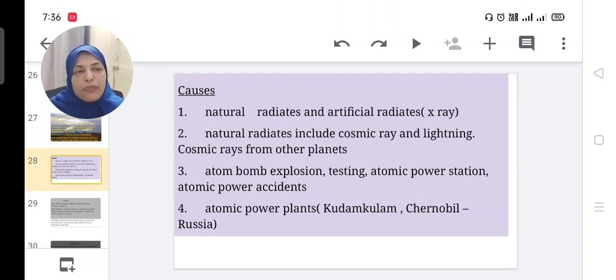Then there are atomic power plants at Kudankulam near Chennai. Kudankulam is a place in Tamil Nadu. There is a nuclear power station, so it creates so much pollution in that area. Many people conducted strikes against this, but the government did not control it. Now they are continuing this problem. Then Chernobyl in Russia was another incident due to a nuclear power station.